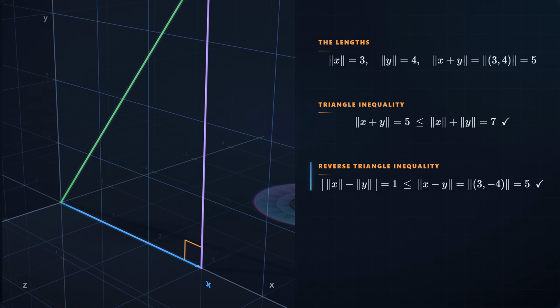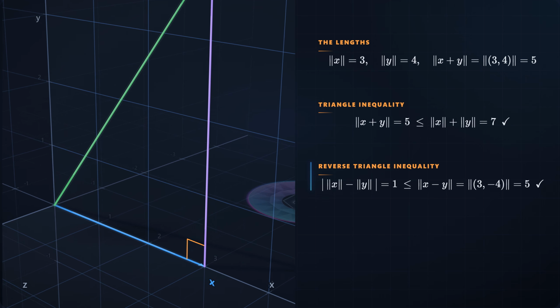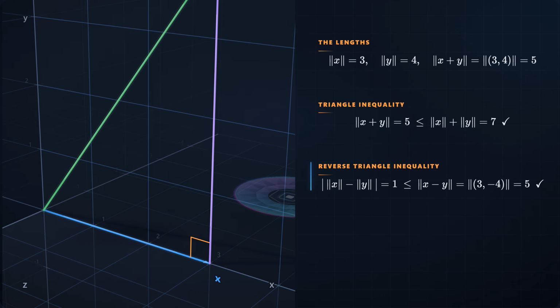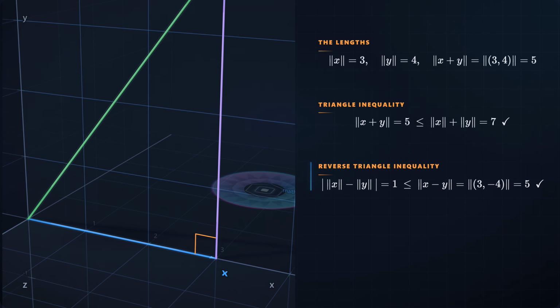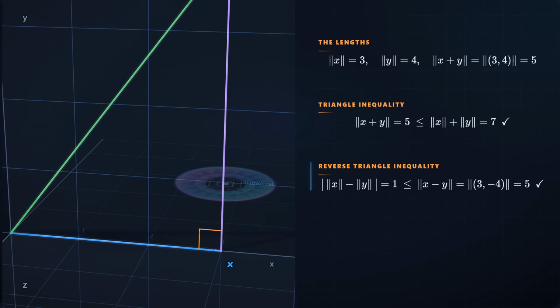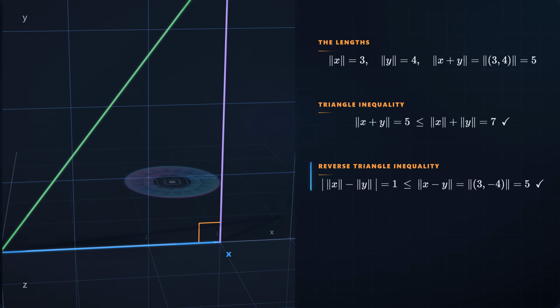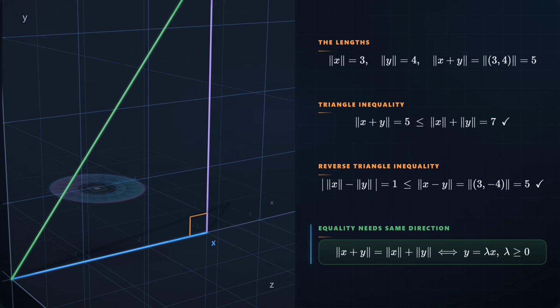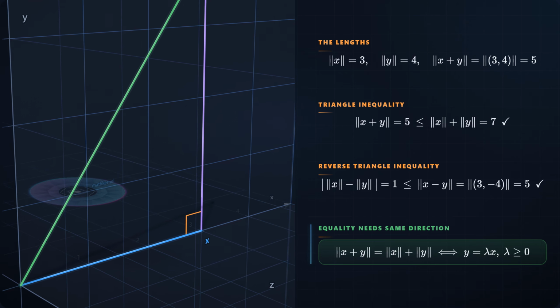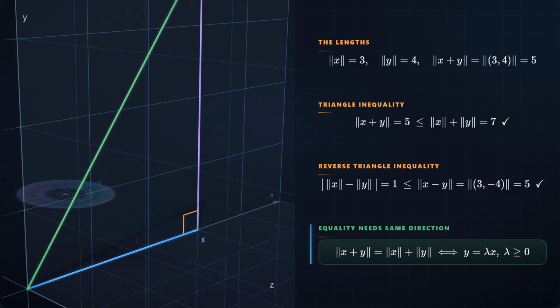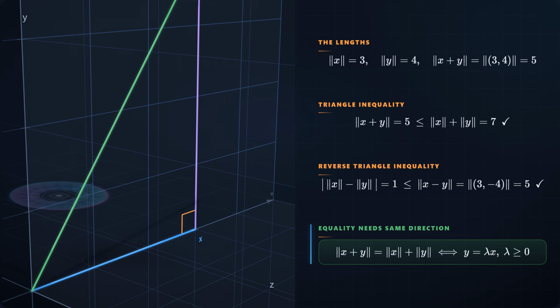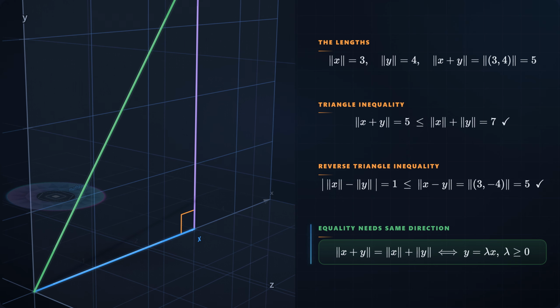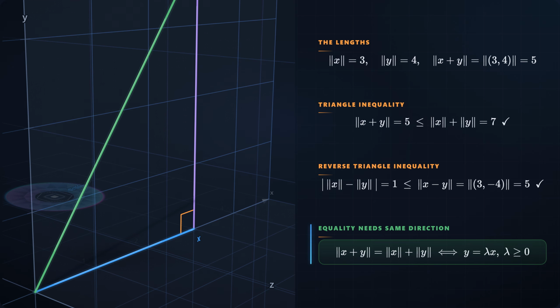The reverse triangle inequality bounds from below. The size of the difference of the lengths, that's 1, is at most the length of the difference, 5. Also true. When would the triangle inequality be an equality? 5 equals 7. Only if the vectors point the exact same way, y a non-negative multiple of x. A straight detour is no shorter than the direct path, and only a genuinely straight one ties.